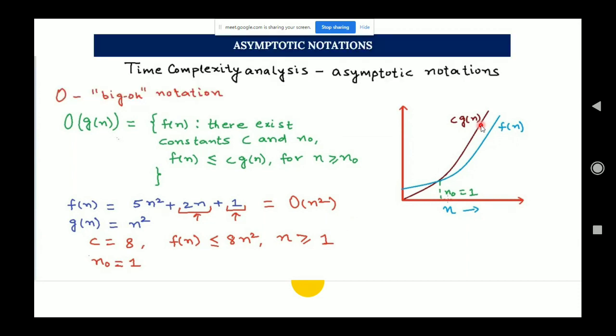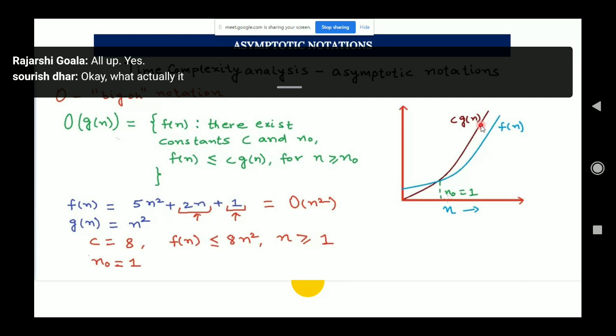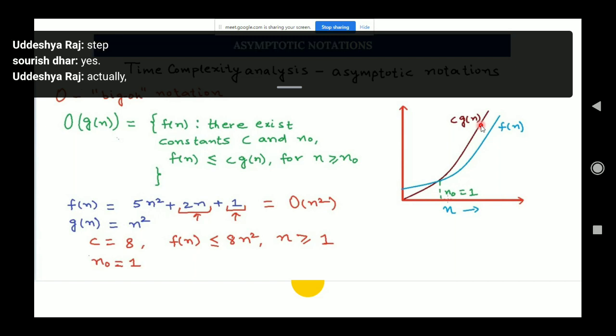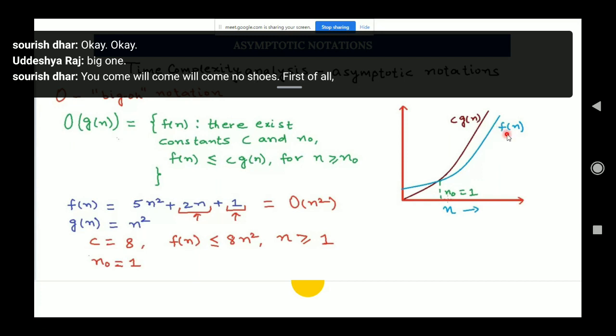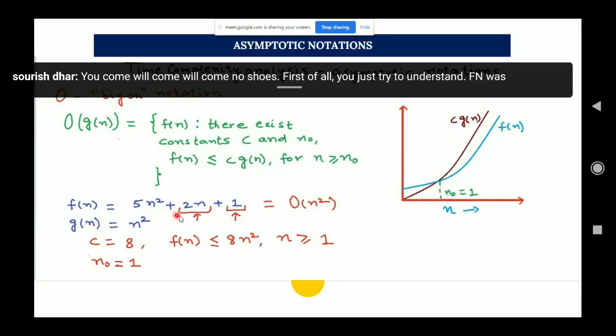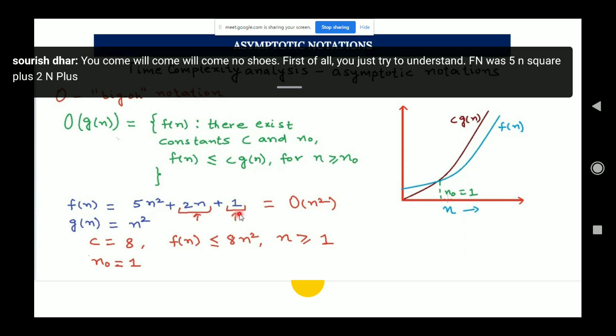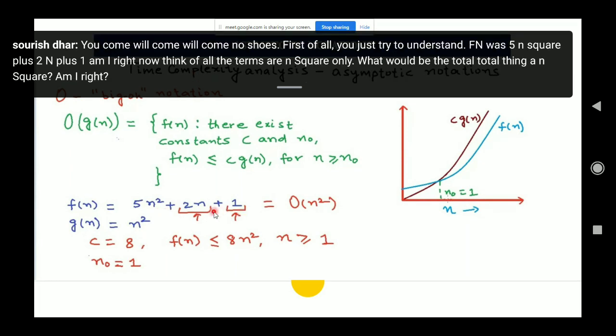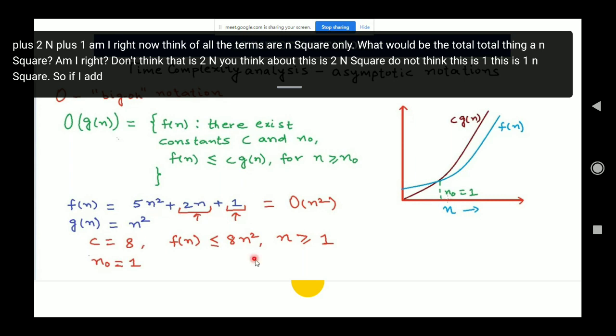Sir, I totally did not get this. Okay, no issues. First of all, just try to understand. Fn was 5n square plus 2n plus 1, am I right? Now think of all the terms as n square only. What would be the total thing? 8n square, am I right? Don't think this is 2n, think of it as 2n square. Don't think this is 1, this is 1n square. So if I add all three, I will get 8n square.